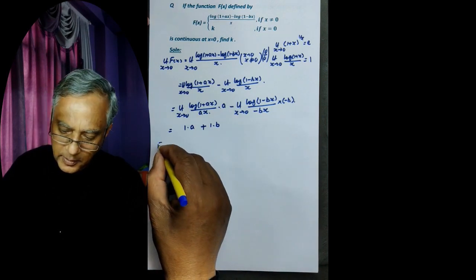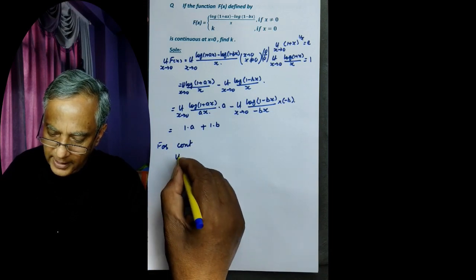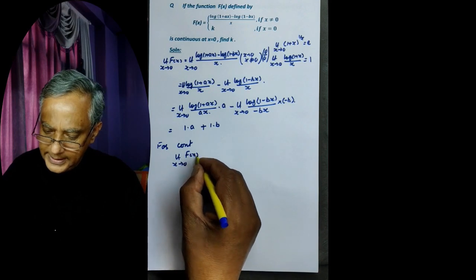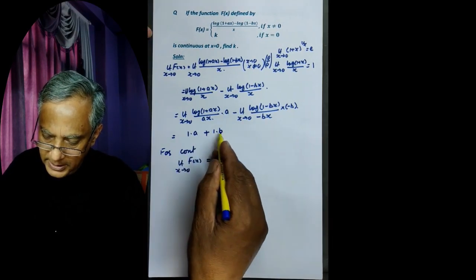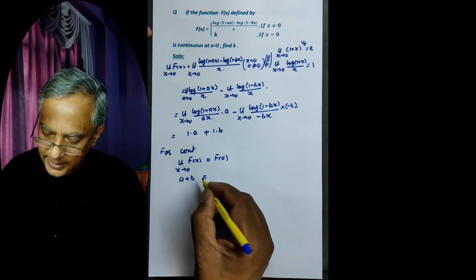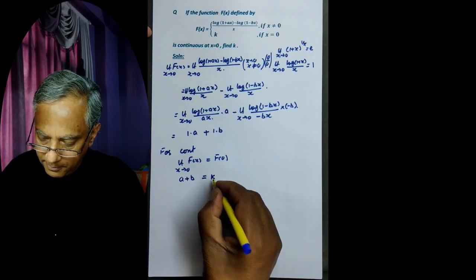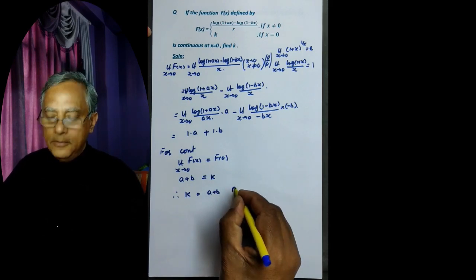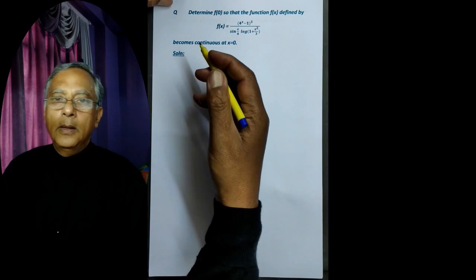Now for continuity, limit x approaches 0 of f(x) is equal to f of 0. That is, this limit is a plus b. So a plus b must be equal to f of 0. F of 0 is k. Therefore, k must be equal to a plus b for the function to be continuous.